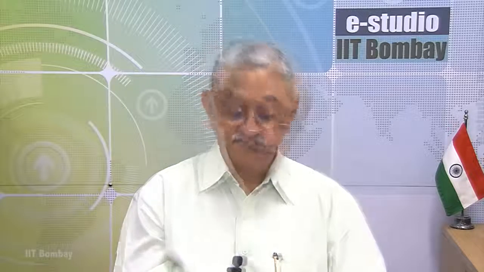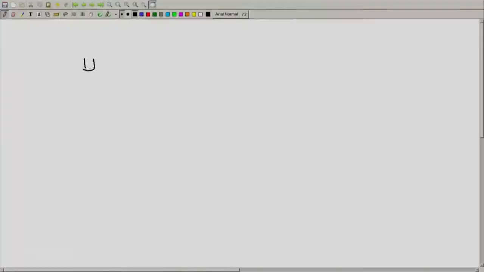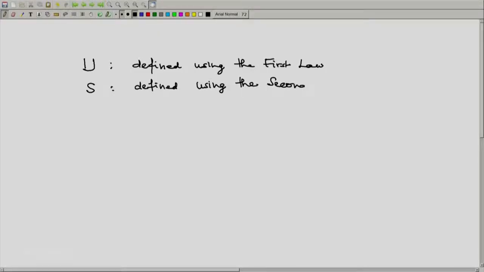Welcome back. Now it is time to look at what in thermodynamics we call energy functions. We are used to one energy function, and that is the thermal energy. Let us look at some properties of thermal energy. We will use the laws of thermodynamics. We know that our thermal energy U is defined using the first law of thermodynamics. Not an energy function, but a related property S is defined using the second law of thermodynamics.